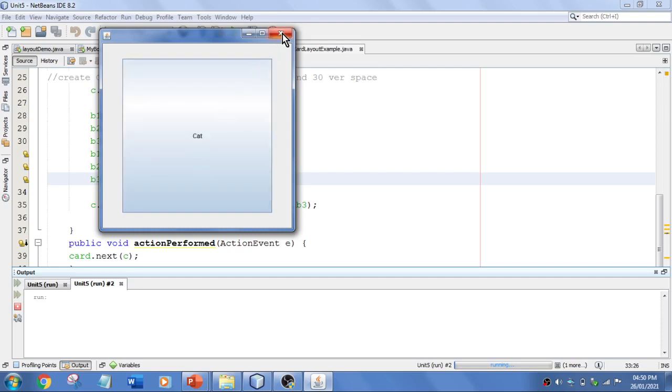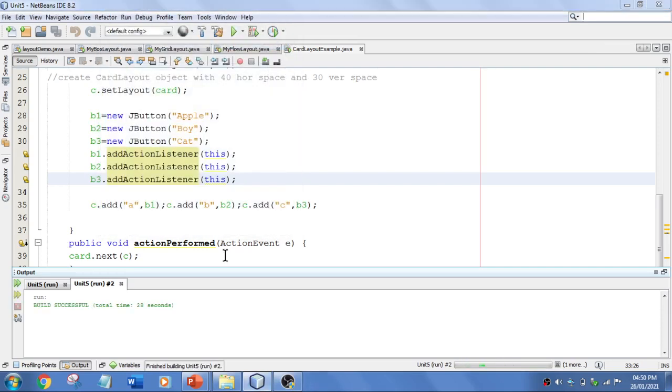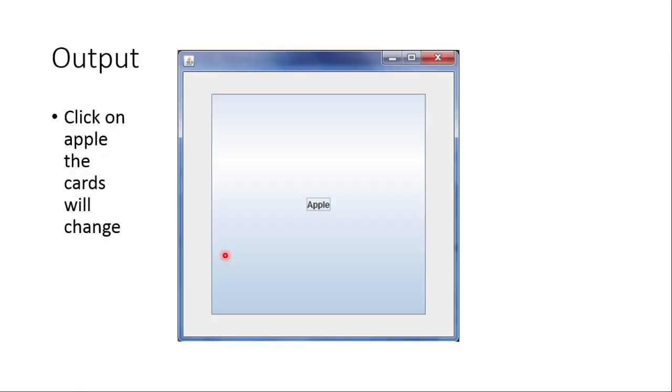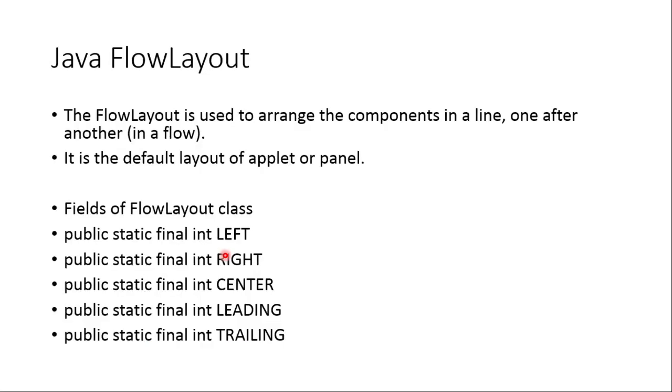Fine. So this is how the output looks for the card layout example. Hope this is clear for you. So until now we have seen two different layouts: one is border layout and the other is card layout. So the next one is a flow layout.